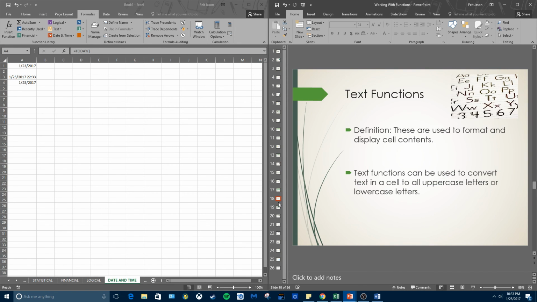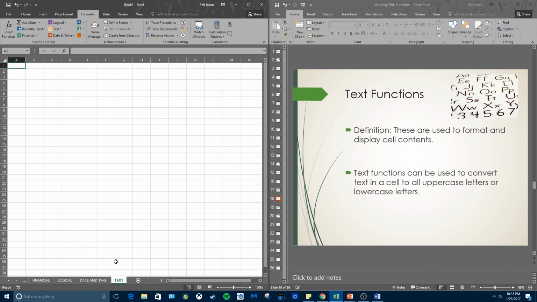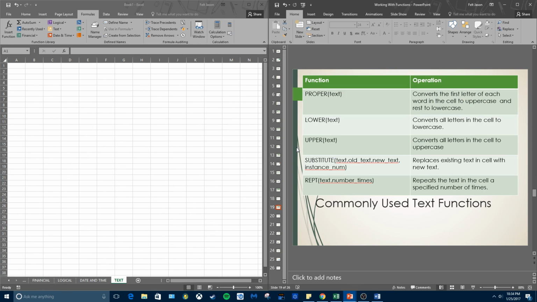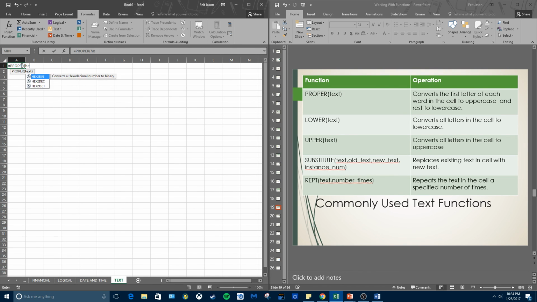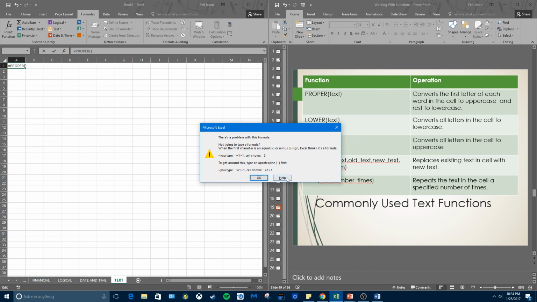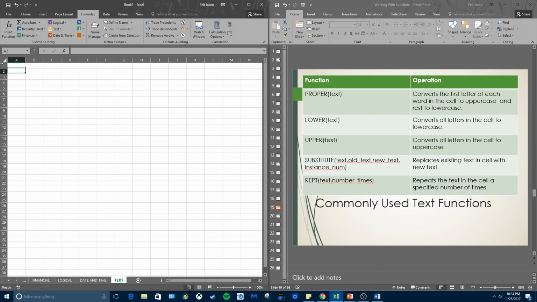All right, the text function. This is there to format and display cell contents. Again, I feel this is unnecessary because it just isn't used ever, but I'm just going to show you anyway. So proper. If I do equals proper... Oops, I always mess this up. Equals proper. That's right, I just have to put a cell in there. I'm not going to worry about it. You'll never need it. Just know that that's what it is. That's what those do.